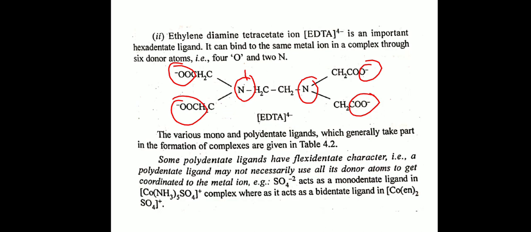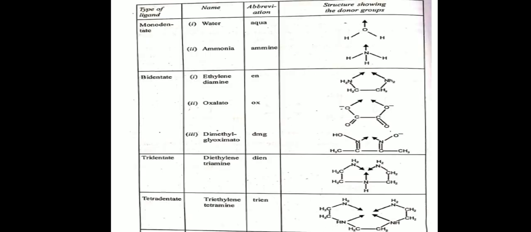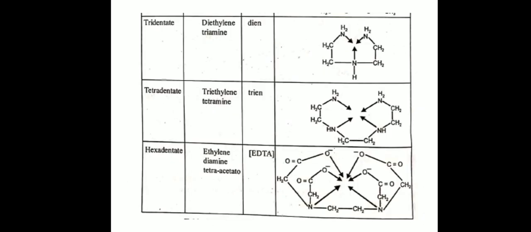Some polydentate ligands have flexidentate character. A polydentate ligand may not necessarily use all its donor atoms to get coordinated to the metal ion. Now these are the examples: monodentate ligands, water, ammonia. Bidentate ligands, ethylenediamine, oxalato, dimethylglyoximato. Tridentate ligand, diethylenetriamine, and trien, that is triethylenetetramine, which is tetradentate. Hexadentate ligand, that is EDTA, ethylenediamine tetraacetate.